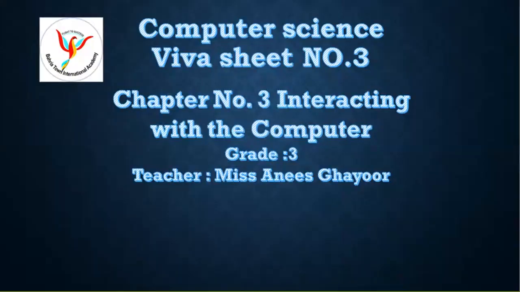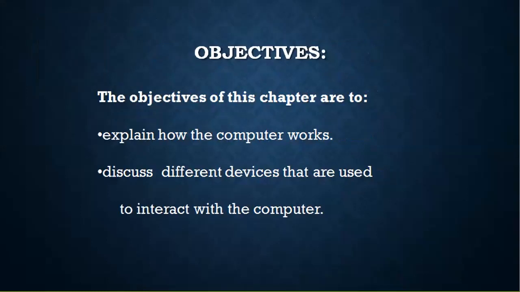Today we'll discuss chapter number 3 and the chapter name is Interacting with the Computer. And at the end we will also discuss the question answers of Viva Sheet number 3. So the objectives of this chapter are to explain how a computer works and discuss different devices that are used to interact with the computer.